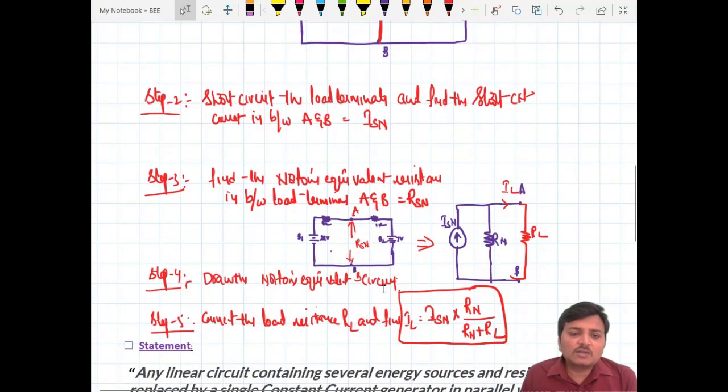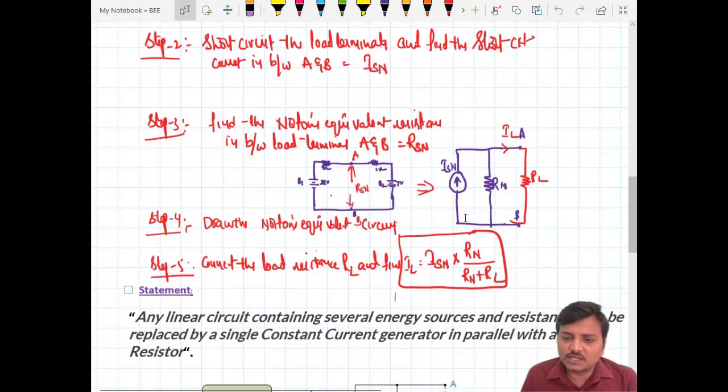Now the fourth step, draw the Norton's equivalent circuit. What is the Norton's equivalent circuit? A current source which we found in step number 2 in parallel with the equivalent resistance. So this is nothing but your Norton's equivalent circuit. In step number 5, connect the load resistance RL and apply a simple current division rule. IL is equal to the total current ISN, the short circuit current, times the opposite resistance divided by the total resistance.